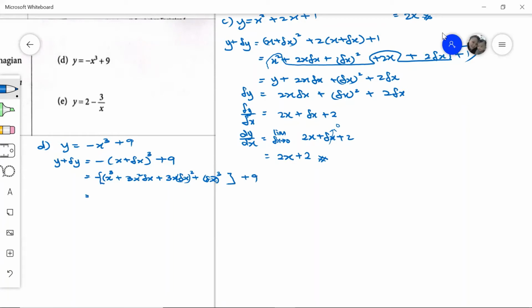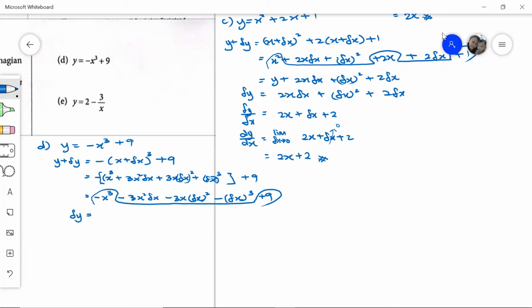So open up the square bracket. So we have negative x cubed plus, minus 3x squared delta x minus 3x delta x squared minus delta x cubed plus 9. And from here, we know that negative x cubed plus 9 is actually the y. So the y and the y on the left and on the right, we minus each other.